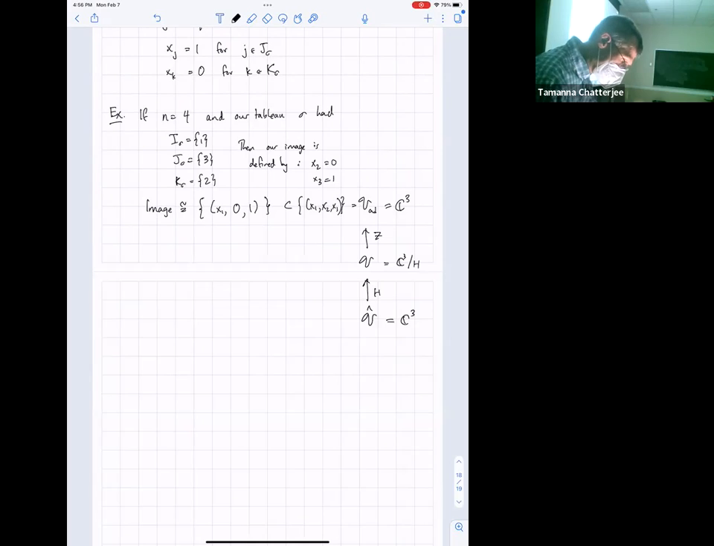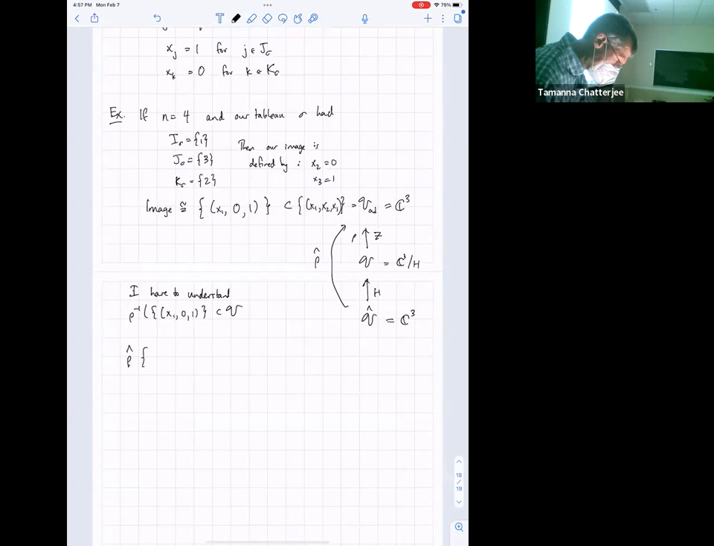And so basically, if I call this map rho, what I have to do is understand the inverse image of this component of the set. In this example, that would just be the subvariety defined by x1, 0, 1 contained in V. So let's call this composition here rho hat. So rho hat of the set of x1, 0, 1.